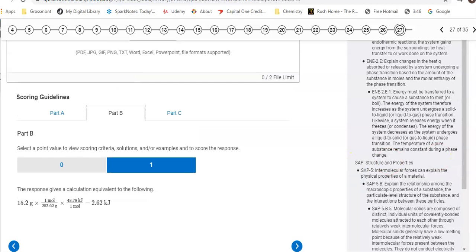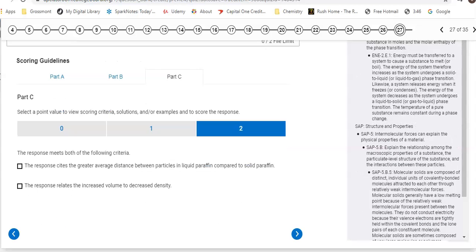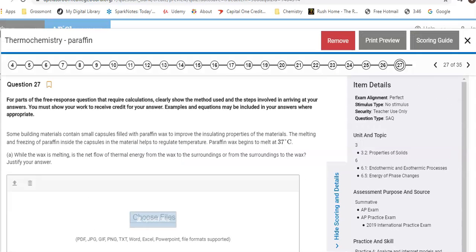Okay, there's the calculation I just showed you. You got 15.2 grams. You have to convert to moles, so use the molar mass conversion, and then you get the moles to cancel out, and multiplying by kilojoules over moles, you get the number of kilojoules that would be required. It's a pretty simple calculation. See if they give you a diagram for C. No, they don't. Anyway, I think my description was about as good as you're going to get there. Okay, let's keep going.